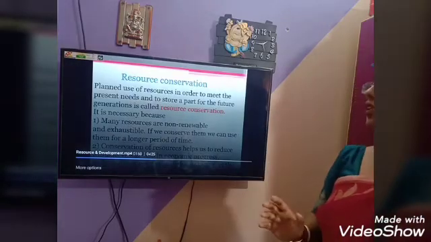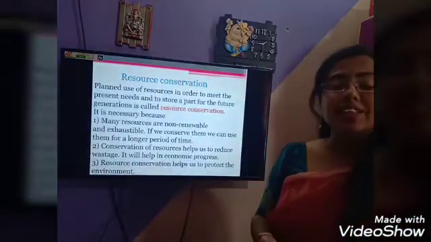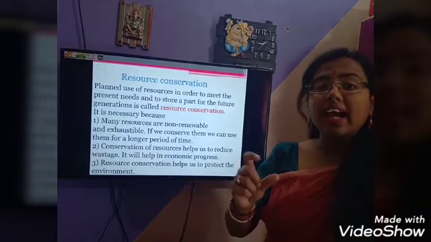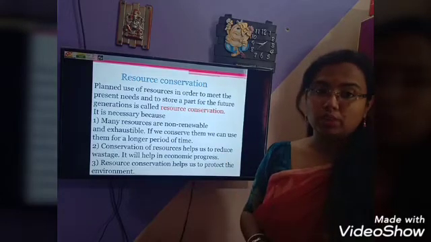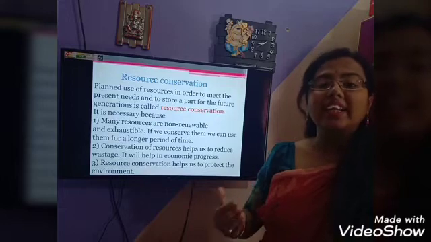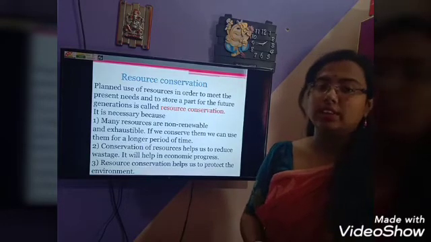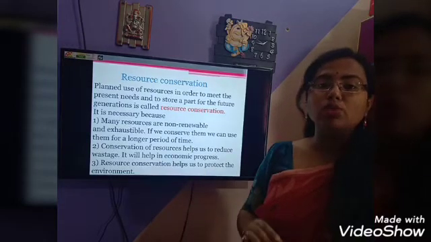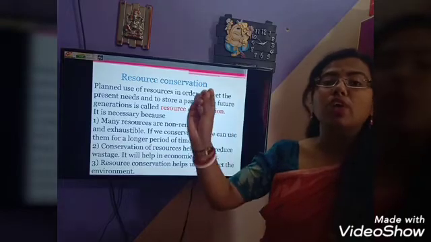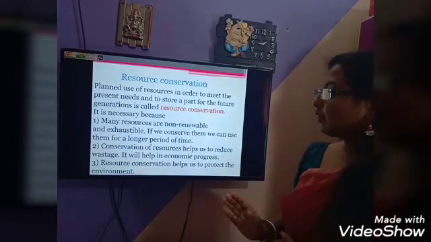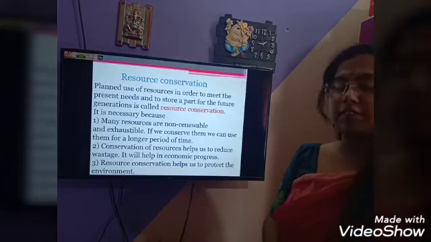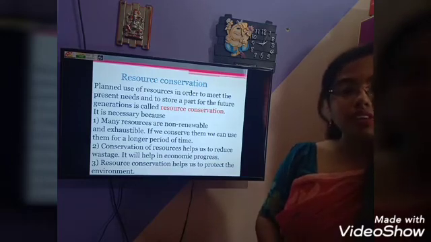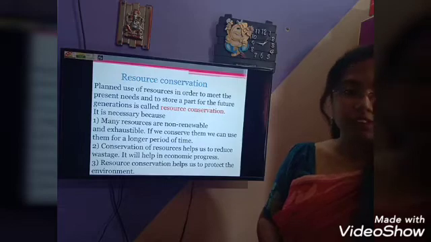Now, for the resource conservation, why it is necessary? Because at first only I said that resources, they have some limited amount. We cannot make again and again some of our natural resources like the fossil fuels. So with this limited amount, we need to go for long way. That's why we need the resource conservation. And also for our future generation, to reduce the wastage of resource, we need the resource conservation.